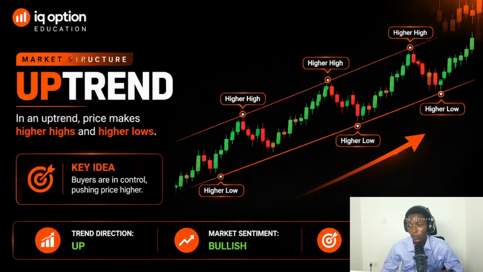That's an uptrend, and if the market is generally moving downward, then we call it a downtrend. And if the market is moving sideways without a clear direction, then we call it a range or a sideways market.